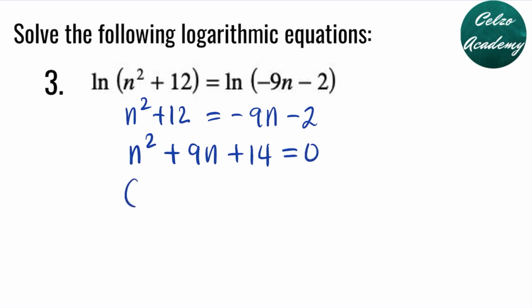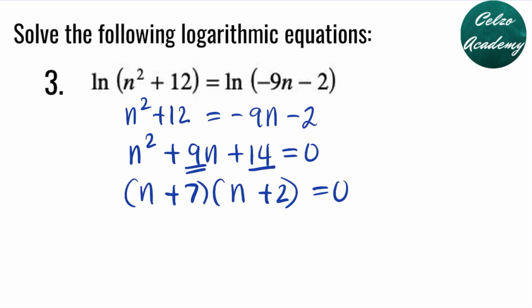By factoring, we need to find factors of 14 that will give us a sum of 9. What do you think are the two numbers that multiply to 14 and add up to 9? 7 and 2. 7 times 2 is 14. 7 plus 2 is 9. So the factors are n plus 7 and n plus 2 is equal to 0.